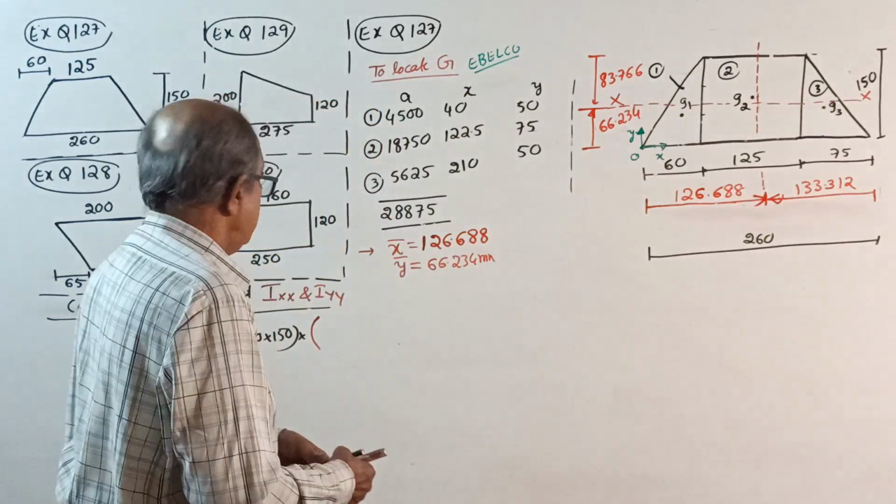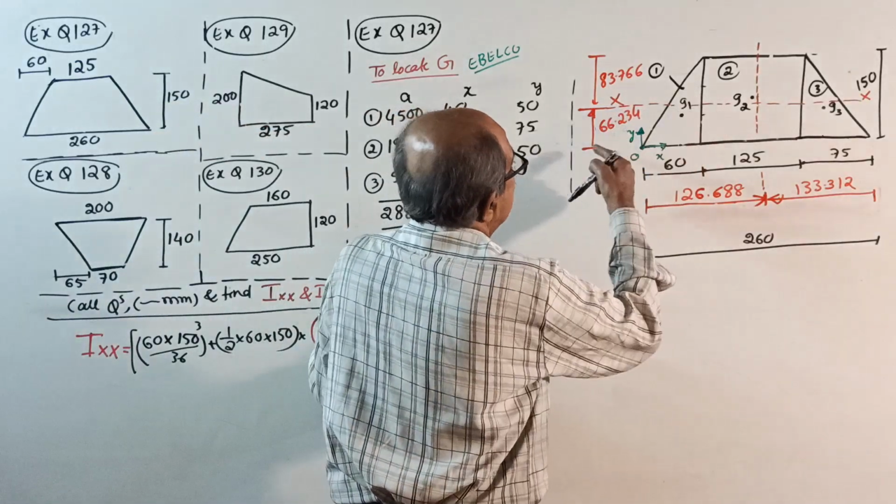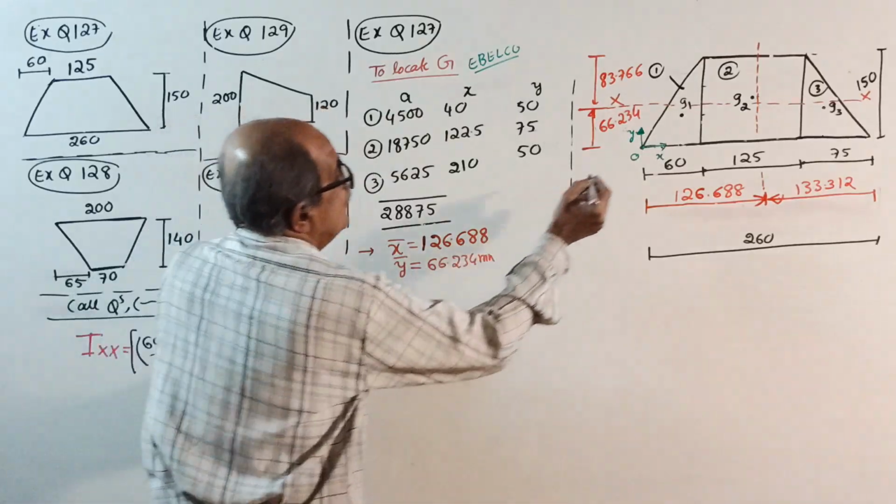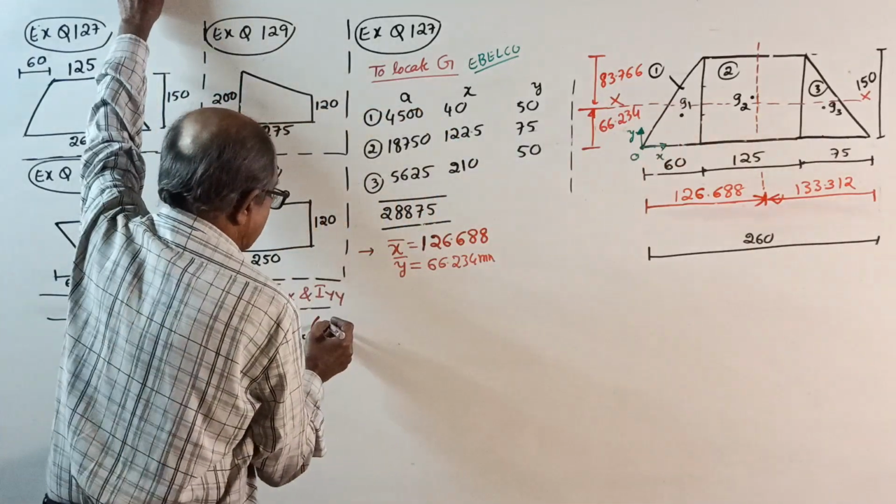Okay, into XX. 66.234, see, this distance squared. I should not explain that also.